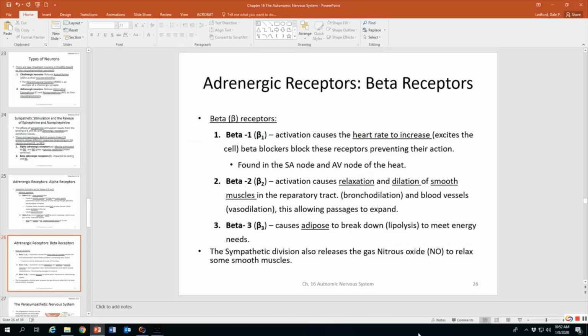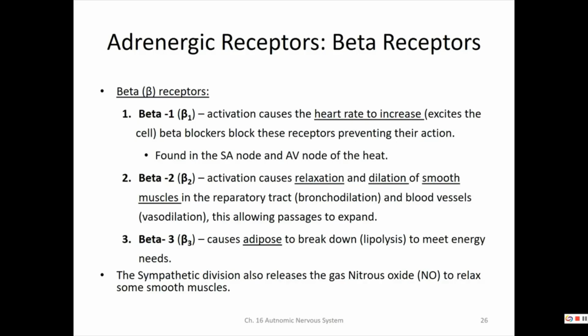And I'll leave that mnemonic up on my screen. I'll put it back up. So, beta 2s, bronchodilators, and vasodilation. Let me just kind of get rid of that. It's bugging me. And every time I'm teaching it, I'm aware of it, but not when I'm just looking at it.